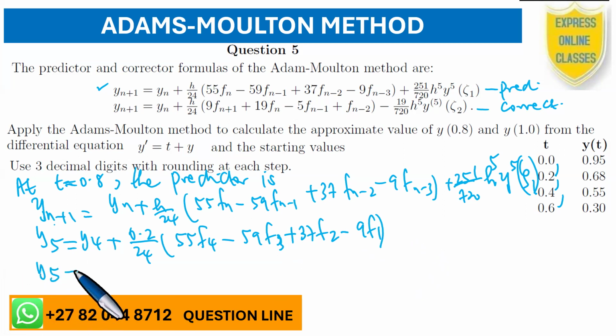Which is Y5. Which is 0.2 divided by 24. So you have actually 0.9. Right, so we continue. 0.9 minus the following.